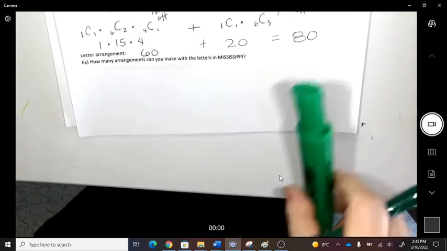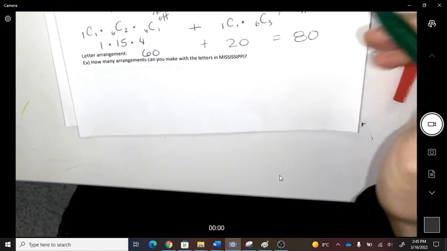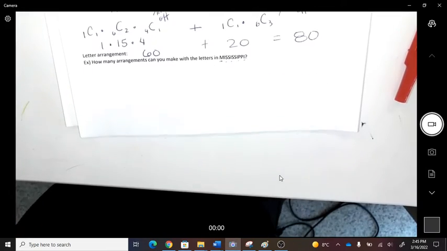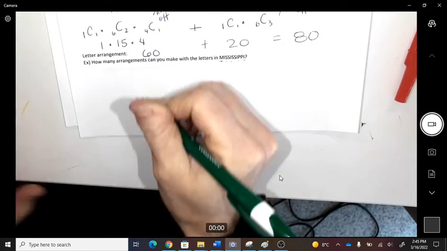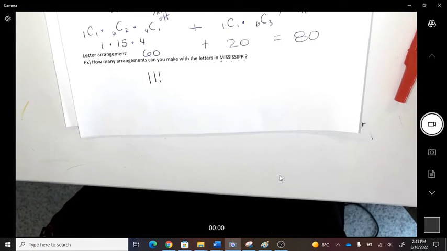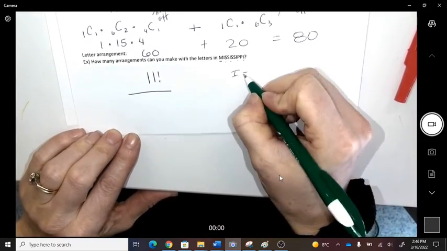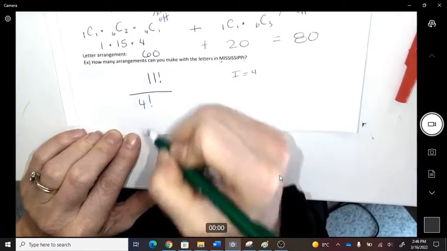Okay. How many arrangements, if I was to move around all of these letters, pretend it's like moving people around, right? If I was to move them all around, how many ways could I do that? So can you count all of those letters? There's 11 of them. So if I was to move 11 objects around, they could move 11, 10, 9, 8, 7, and so on. But if I put the I here and the I here and then swap those I's, is it going to do anything? Nothing different. So, how many I's do I have? Four. So I'm going to cancel that.